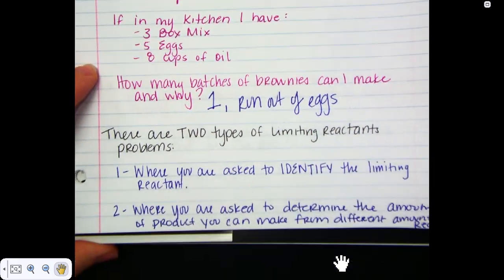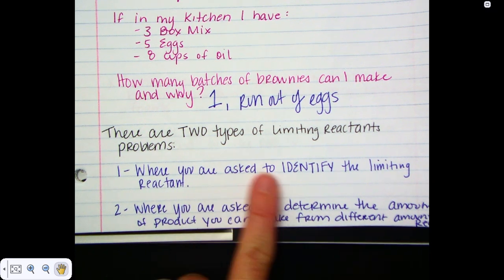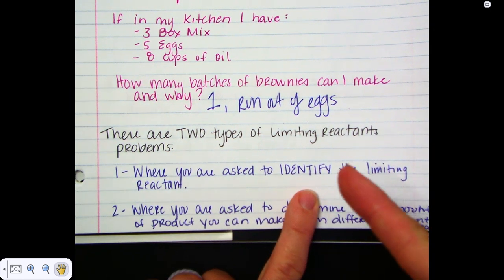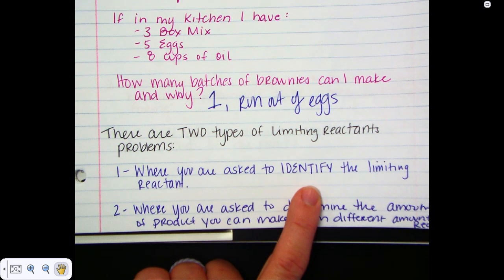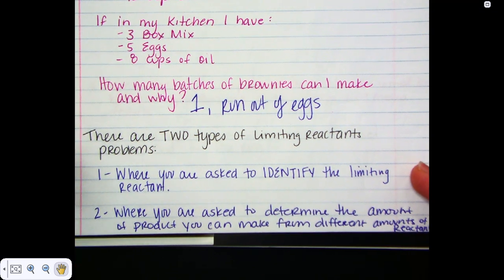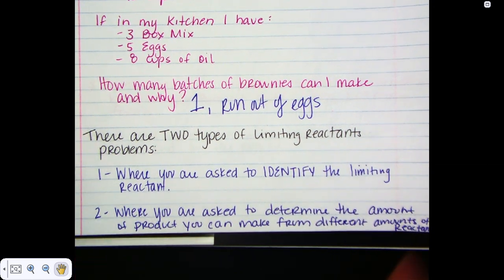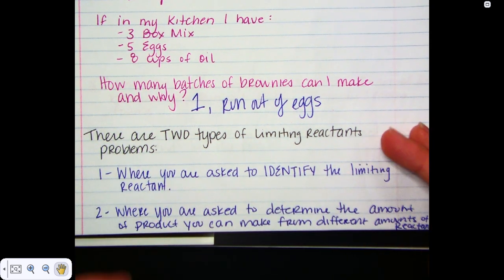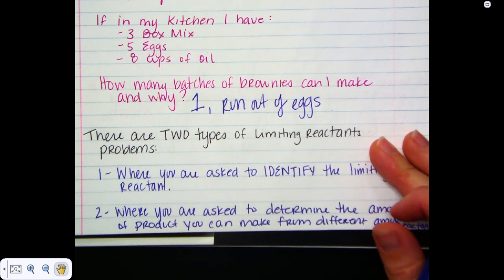So there are 2 types of limiting reactant problems that you're going to see. The first type is where it asks me just to identify the limiting reactant, right? So kind of like what I did with the eggs. Who do I not have enough of? Well, I don't have enough of eggs. What is the substance? The second one is going to ask me to determine the amount of product I can make from different amounts of reactants. So I'm asking for a numerical answer. So this would be an identity answer versus a numerical answer. So we're going to do one example of each, which will be sufficient because it's the same method of stoichiometry that we've been doing. You're just going to be talking about it in terms of 2 starting reactants.